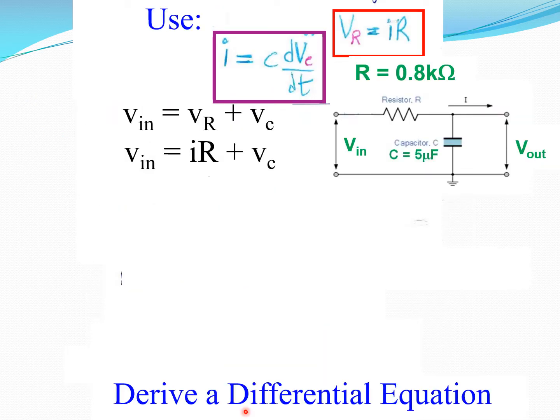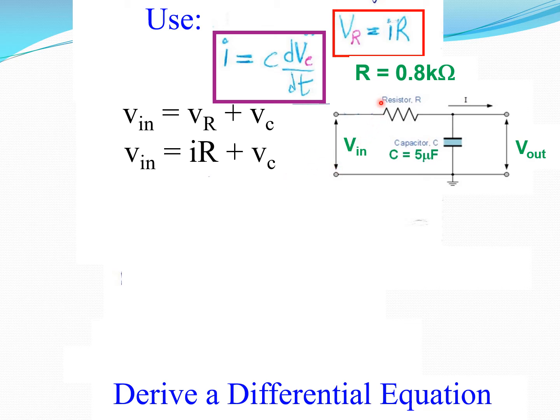So we'll make a start on deriving the differential equation. As we said, we're going to use these two formulae. Ohm's law, the voltage across the resistor is equal to IR, and I is equal to C by dVc/dt. So here's our input voltage, our supply voltage. From first year, you know that Vin is equal to Vr plus Vc. So the total voltage, as it were.